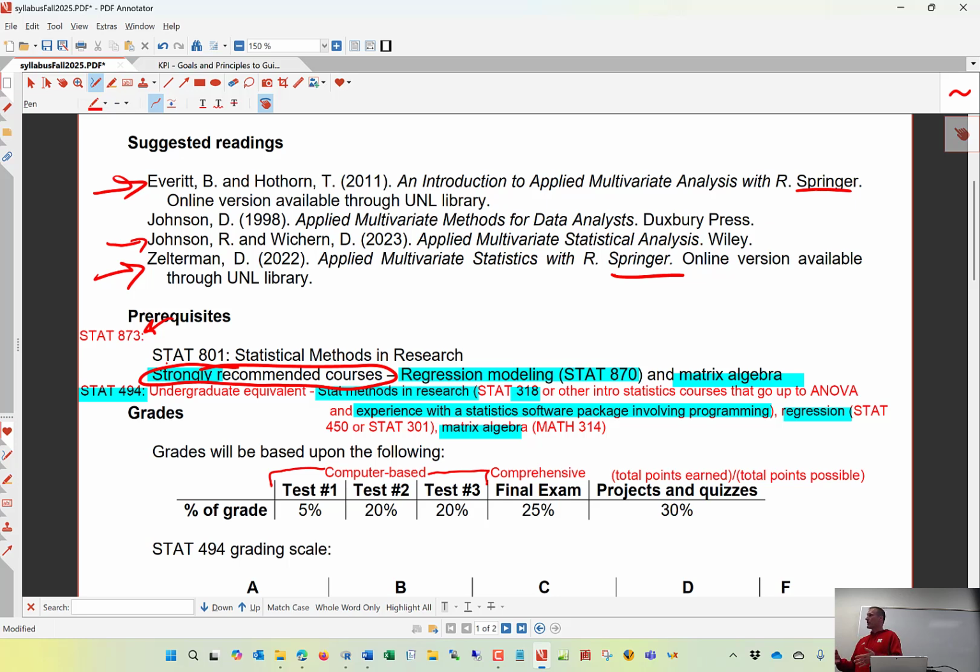And so that's why we spend a little bit of time at the very beginning of the course giving a quick introduction to what R is, a quick introduction to what matrix algebra is to help get you up to speed if needed. Any questions about those prerequisites?